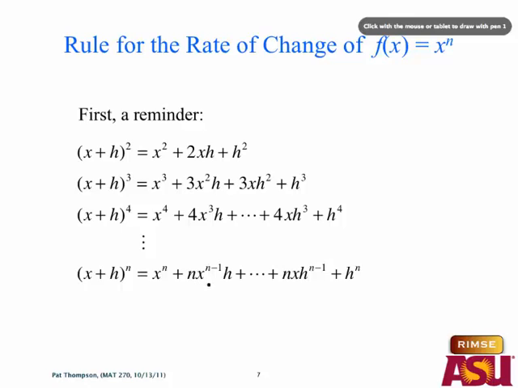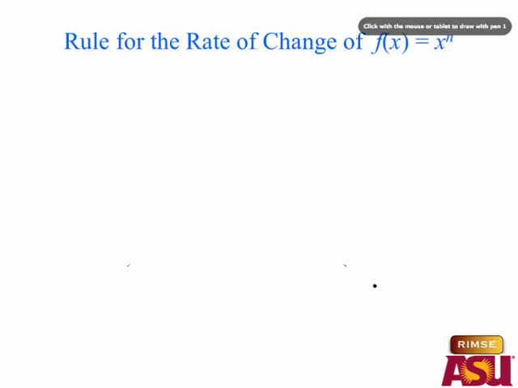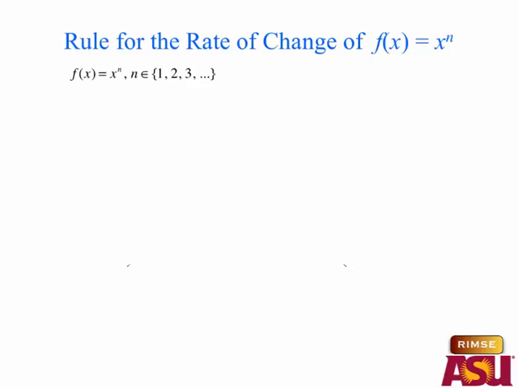So x marches down in power, and h marches up in power until you get to h to the n, and no more x's. We're going to need that little rule to derive this formula for the rate of change of x to the n. Okay, so here we go. Let's do it. So how are we going to start? If we have f of x equals x to the n, and we want to figure out what its rate of change is, what is our first step?